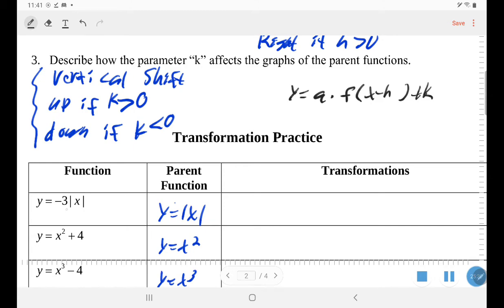So if I look at this first one, I see that I have an a value that's -3. So I look at it and I say, well, the fact that it's negative tells me that I'm going to have a reflection, specifically across the x-axis, and then ignoring the negative sign, the absolute value of the -3 is actually 3, which is greater than 1, which tells me I am going to have a vertical stretch, or this thing is going to look more narrow.